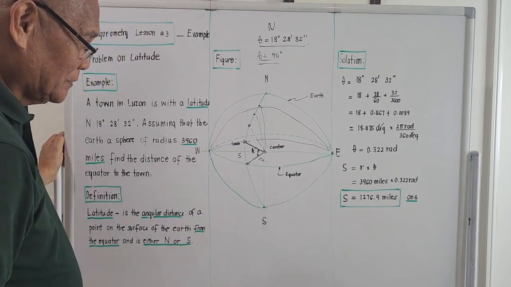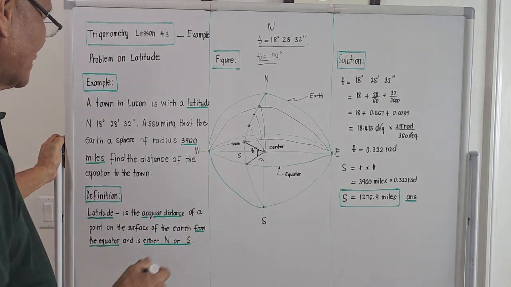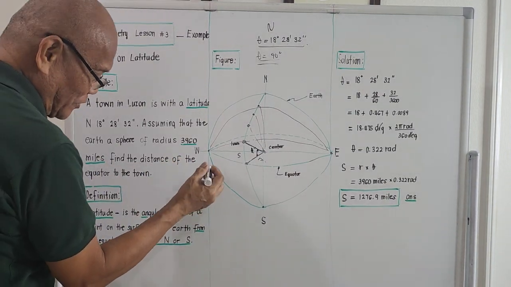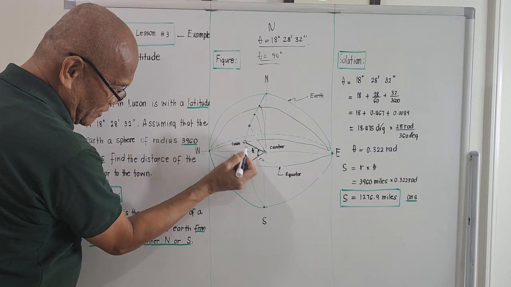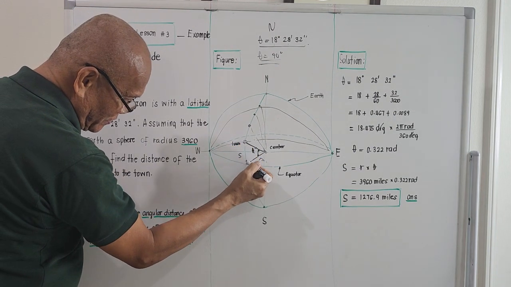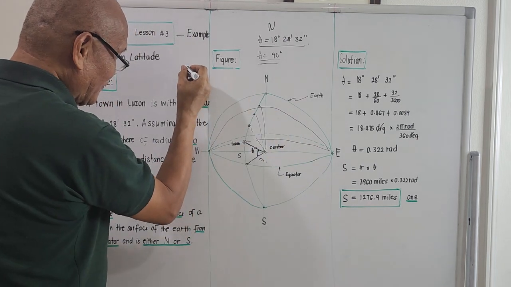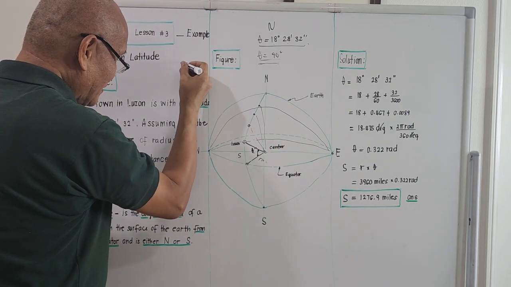And the problem is asking, find the distance of the equator from the town. The distance of the town, if this is the town, is this arc here. It seems we are given an arc, something like this.